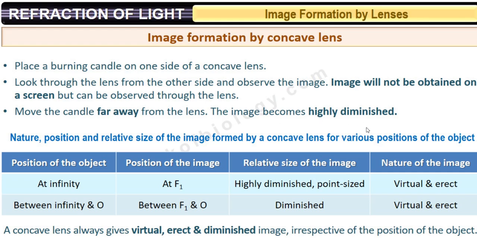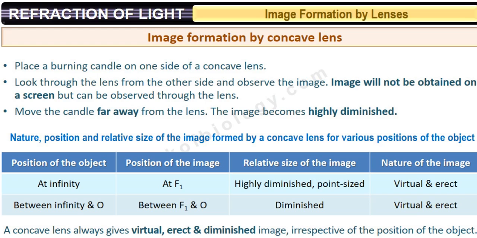The image becomes highly diminished. Nature, position and relative size of the image formed by a concave lens for various positions of the object: if you keep the object at infinity, the image will be formed at F1, highly diminished, point size, virtual and erect. If the position of the object is between infinity and O, the image is formed between F1 and O, diminished in size, virtual and erect.